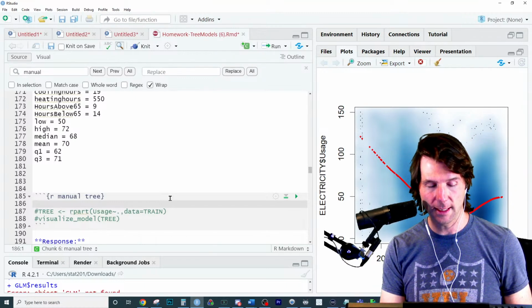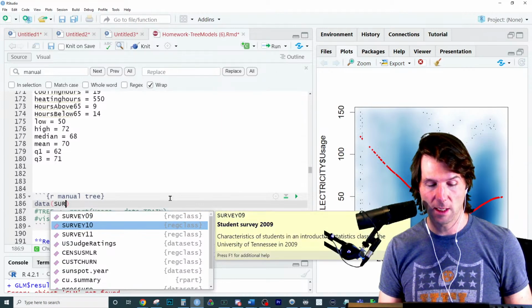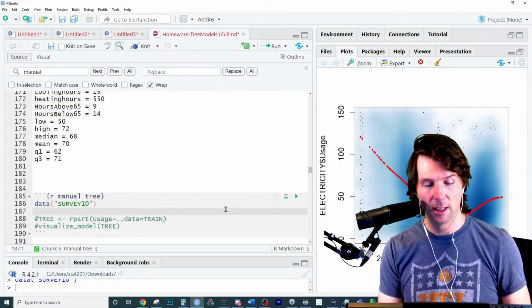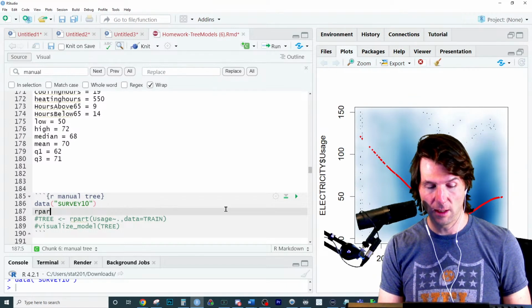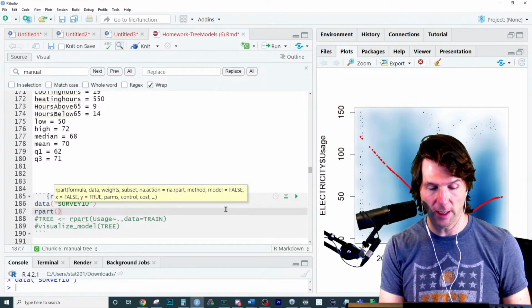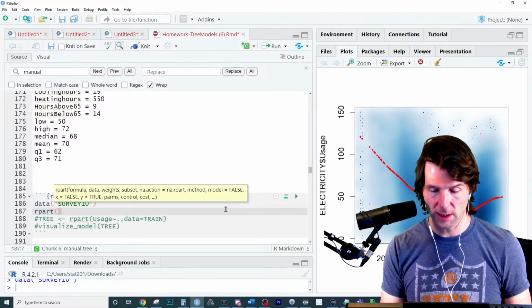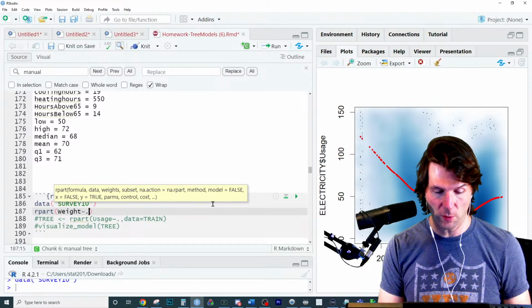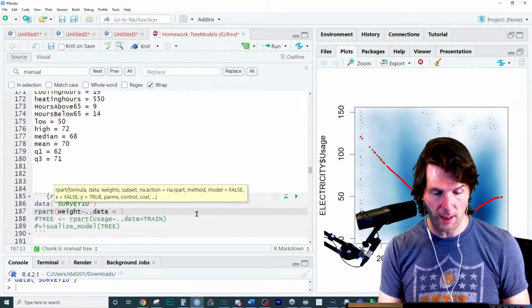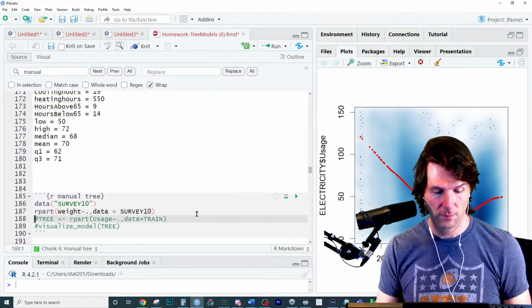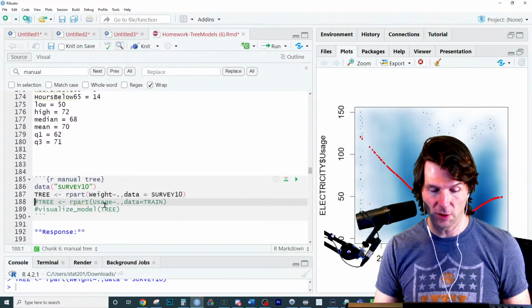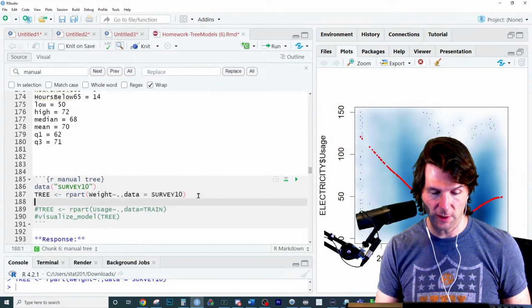But let's go ahead and take the data, Survey 10. We're predicting usage, so it's a quantitative variable. We're actually doing Stat 201 right now, so let's predict the weight of individuals. Tilde dot, data equals, well, we basically give it to you right there. There's the R part. Let's store it into tree. And there's the tree. Then let's visualize the tree.